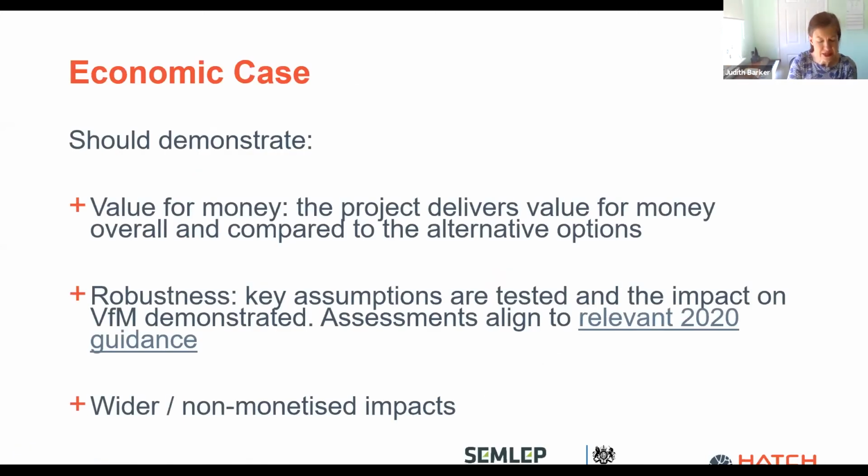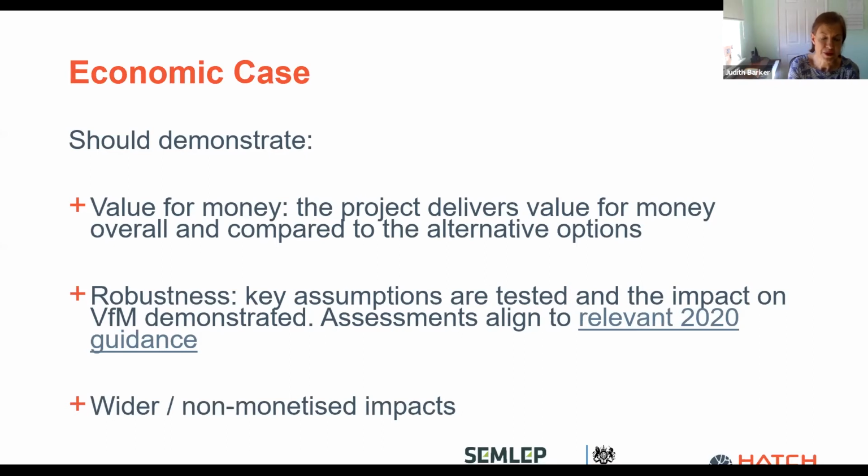So this slide is just a quick recap on the economic case. The importance of value for money, the importance of robustness, and I've got the link in there to the 2020 guidance on Green Book appraisal. So if you do feel the need to dive into the detail, that is there.